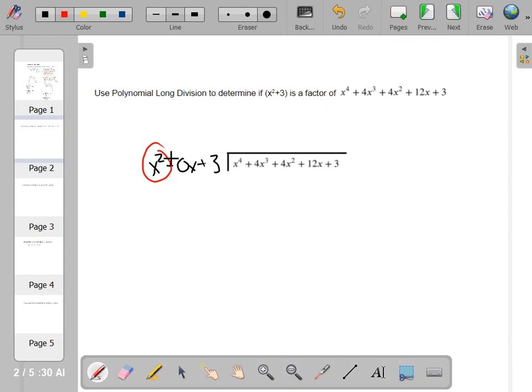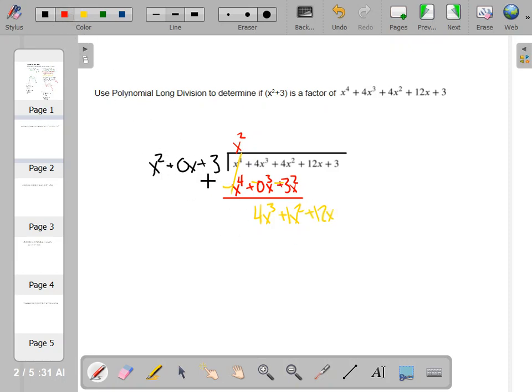Now, I'm trying to figure out what I have to multiply x squared by to cancel out x to the fourth. That would be x squared. Now, I need to distribute x squared into this. So x to the fourth plus 0x cubed plus 3x squared. When you distribute the x squared, you get that. And then you have to remember, all these signs have to flip. Negative, negative, negative. So that cancels out. This doesn't matter. You still end up with 4x cubed. And 4 minus 3 is plus 1x squared. And I'll bring down the 12x, and then we just do it again.